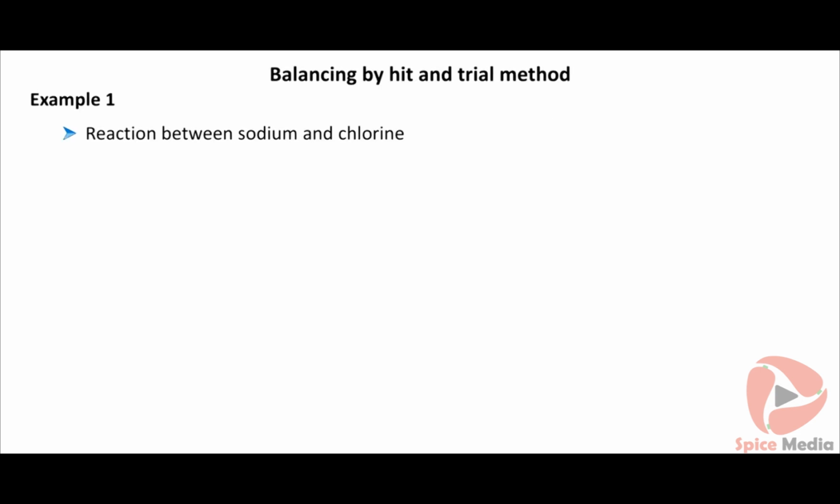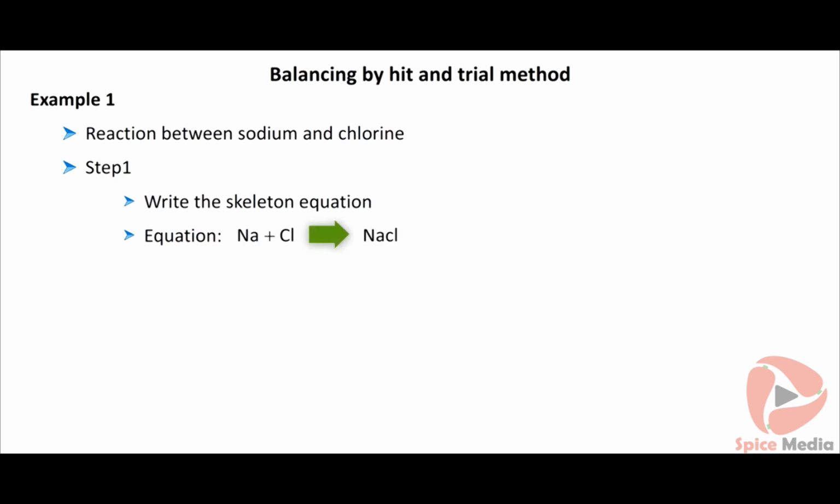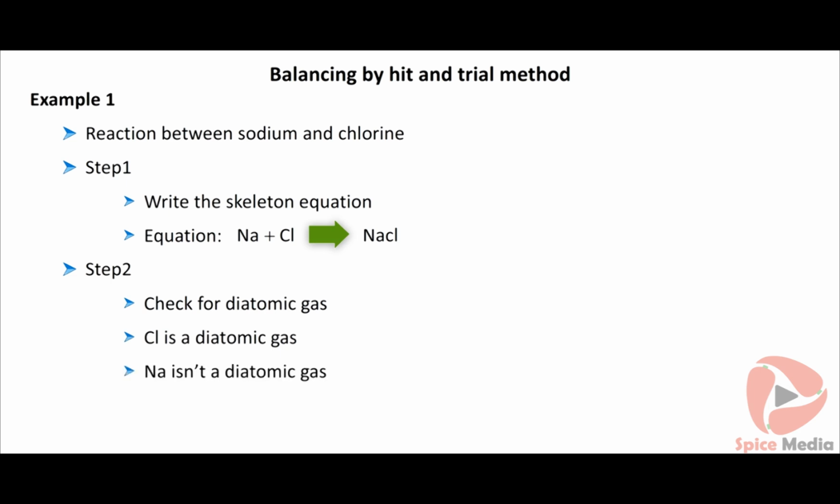Example 1. Reaction between sodium and chlorine. Solution. Step 1. Write the skeletal equation. Na plus Cl gives NaCl. Step 2. Check for diatomic gas. Cl is a diatomic gas. Na isn't a diatomic gas. Na is a metal. Na plus Cl2 gives NaCl.